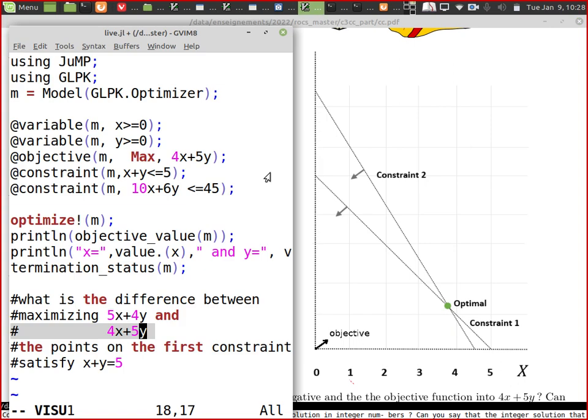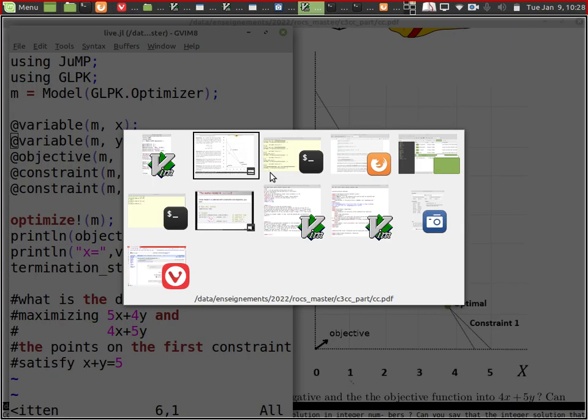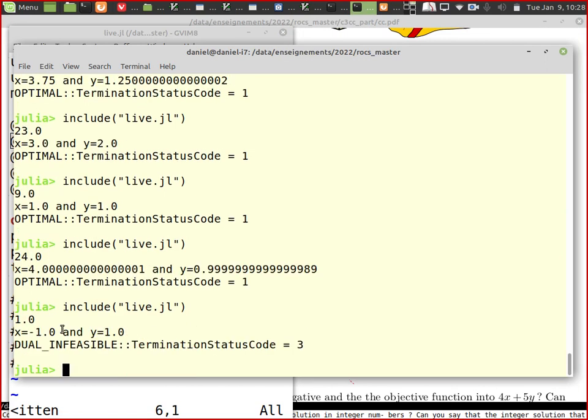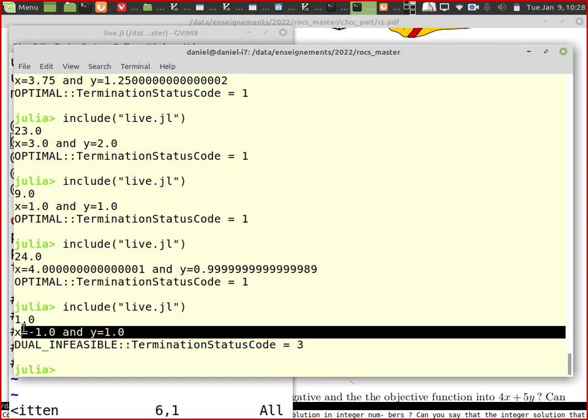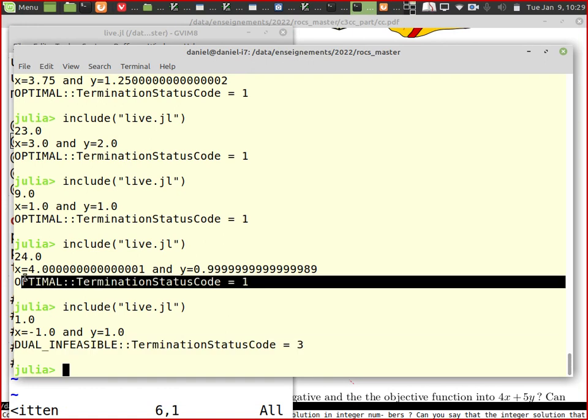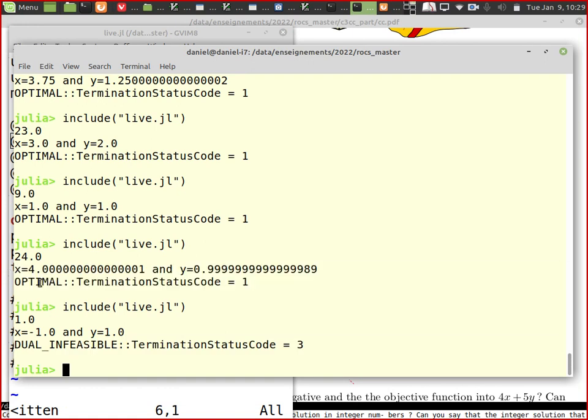And how can you change this in Julia? Look, here, when I declare the variables, I said they are positive, not negative. Now let me do it like this. It gives you a solution, but if you pay attention, it will tell you dual infeasible. It's not the same as before. Before the solution was optimal, now it's dual infeasible.